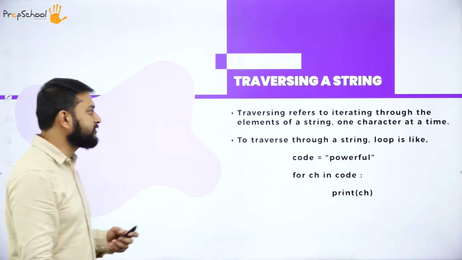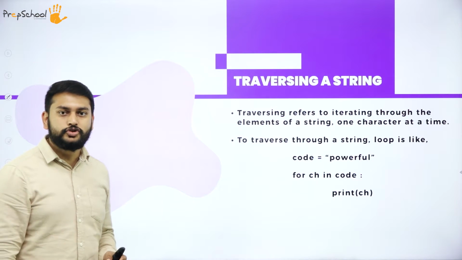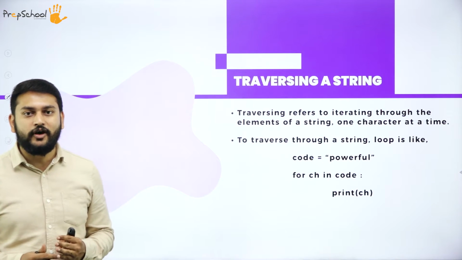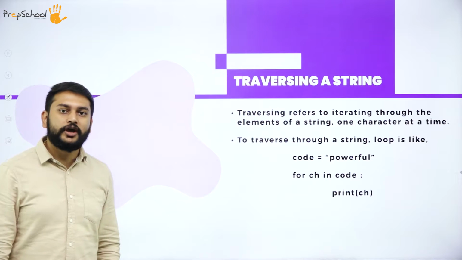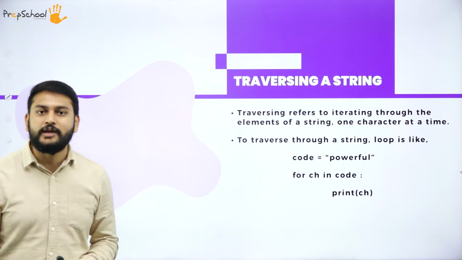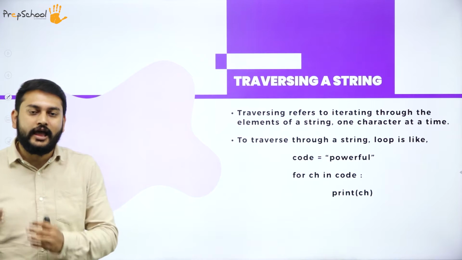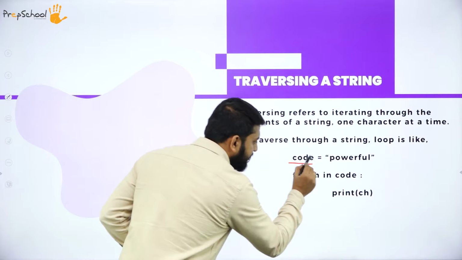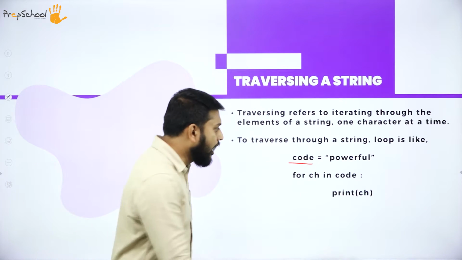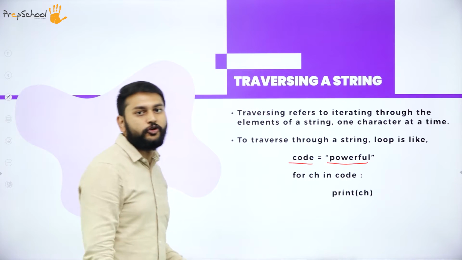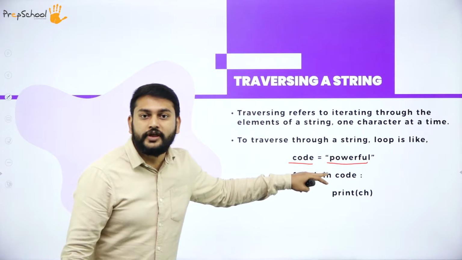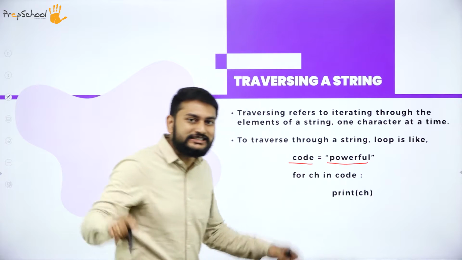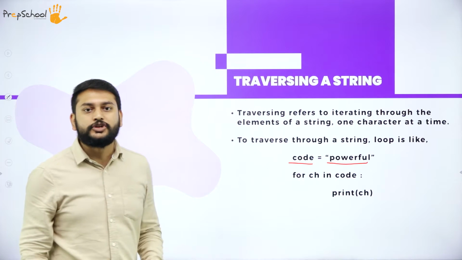Moving on to the next topic, traversing a string. How do I access all the characters that I have in the string? That is what we call traversing a string. With the help of a for loop, I will be able to access all the characters in the string. This is a variable, and in this variable I am storing the string powerful. That's what you have to understand.